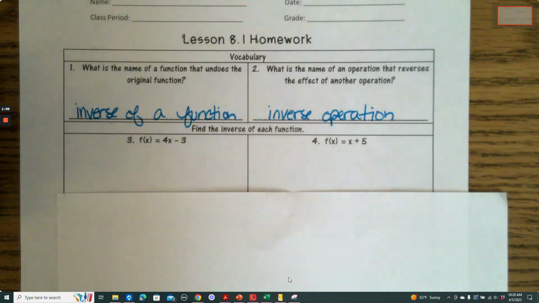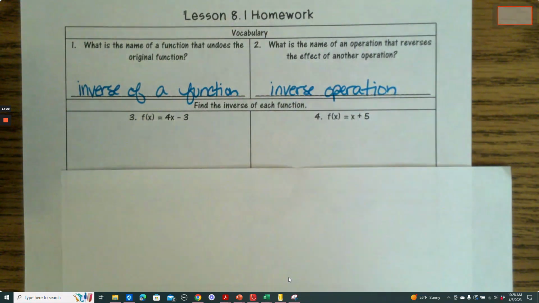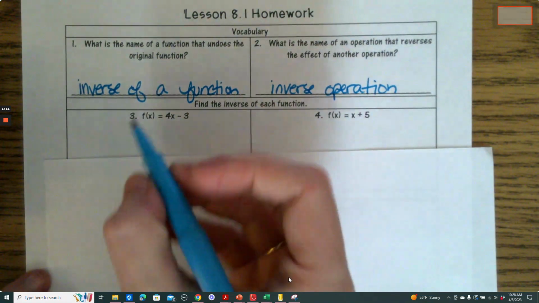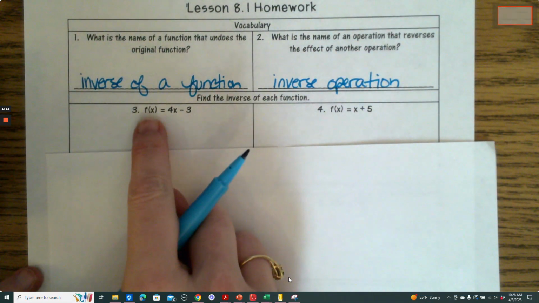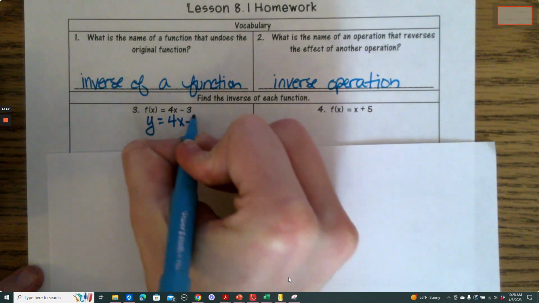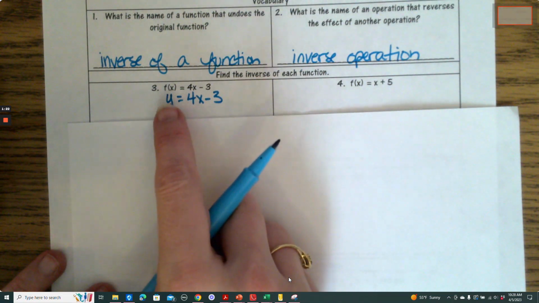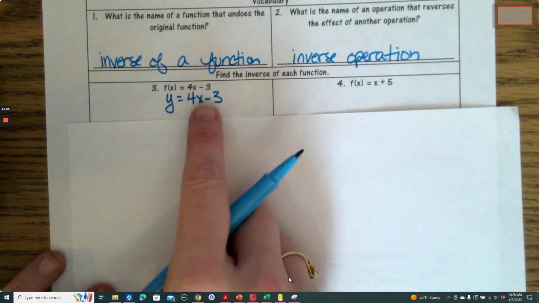So today, all we're looking at are linears. Linears are going to be the easiest of the bunch. That's why I think we'll get through this page really quick today. So what I'm going to do is rewrite this as y equals 4x minus 3. So to find the inverse, I'm going to flip the y and the x.